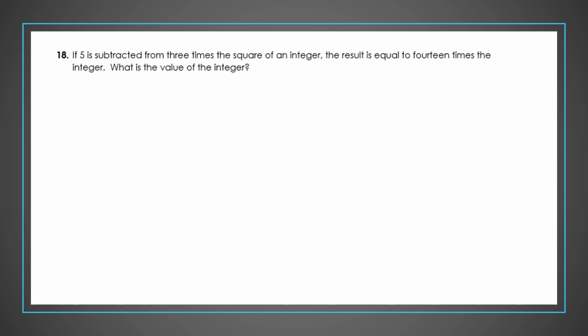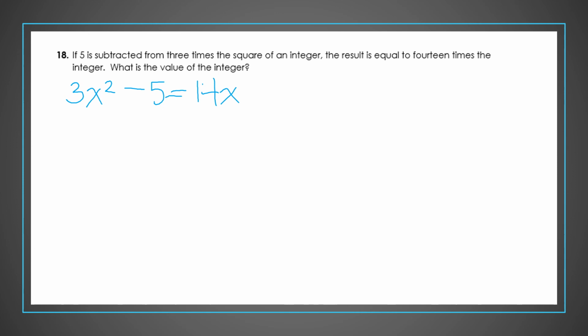So if 5 is subtracted, that means we're going to subtract 5 from 3 times the square of an integer. 3 times the square of an integer would be 3x squared. So 3x squared minus 5. The result is equal to 14 times the integer. So that would be 14x. So this is a quadratic equation.